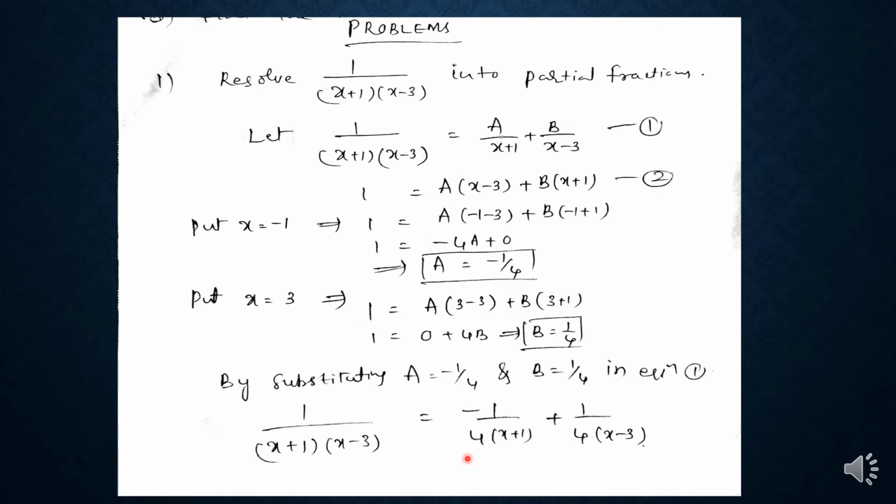So what we did here, we have the given fraction 1 by x plus 1 into x minus 3. So this is divided into a sum of two fractions, that is minus 1 by 4 into x plus 1 plus 1 by 4 into x minus 3. So this is called resolving the given fraction into partial fractions.